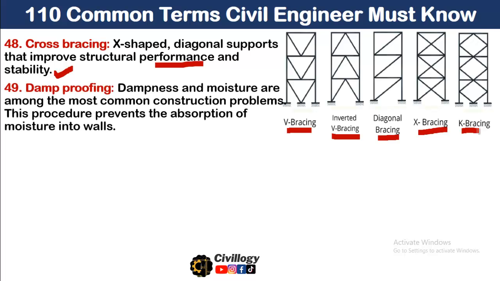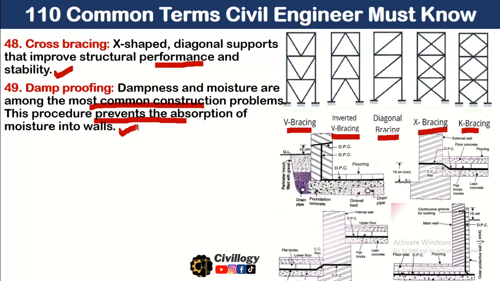Okay. Point number 49, damp proofing. Dampness and moisture are among the most common construction problems. This procedure prevents the absorption of moisture into the walls. For this purpose, we provide DPC.